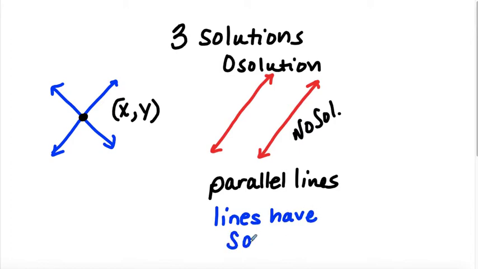Now you know that lines that are parallel have the same slope, and actually on this test, that's going to be important. We're going to need to remember that if a system does not have a solution, so it's no solution, that the lines have the same slope.